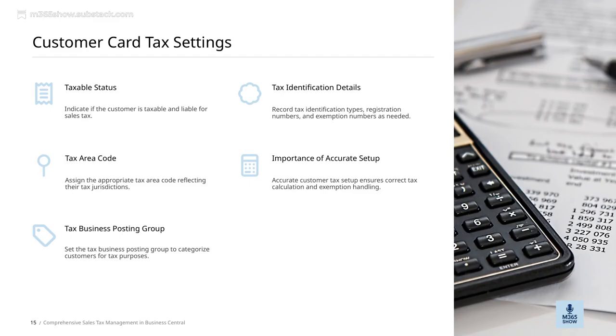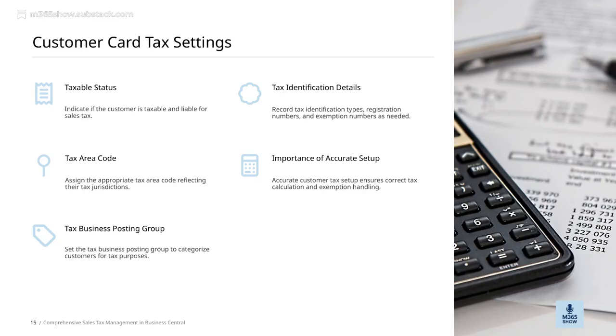Next, you'll want to set the tax business posting group. This helps categorize your customers for tax purposes, making it easier to apply the correct tax rules consistently. Additionally, assigning the correct tax area code is important because it reflects the customer's tax jurisdiction. Different regions may have different rates and rules, so this ensures you're applying the right tax calculations.